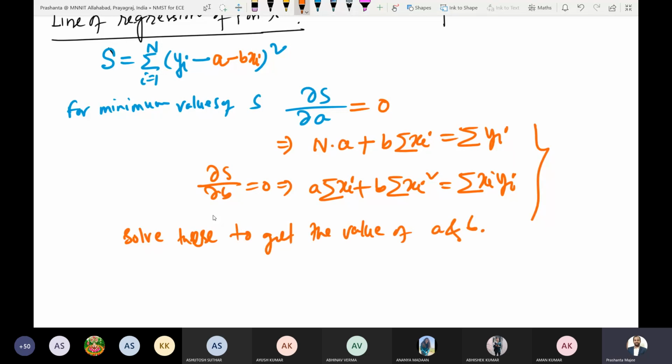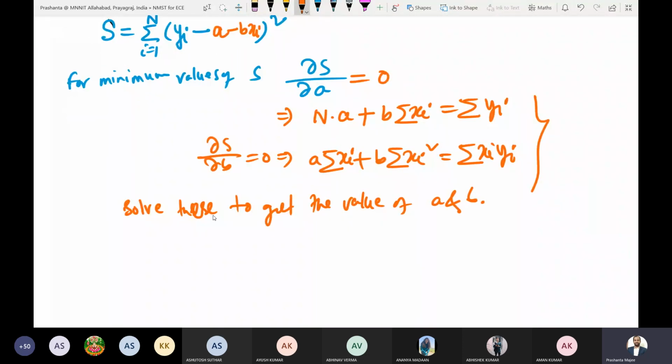Now, some little bit of manipulation is there. I'll share the lecture note, I'll give you the study material. I'm not going to write line by line. If you do not understand from the study material, you tell me, and I will show you the calculation line by line.